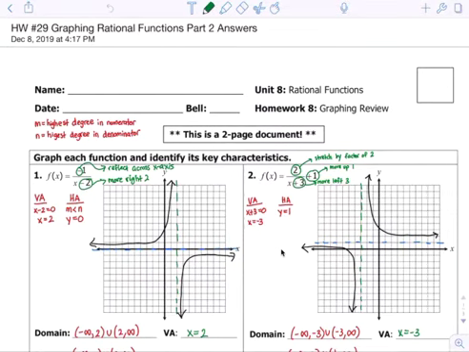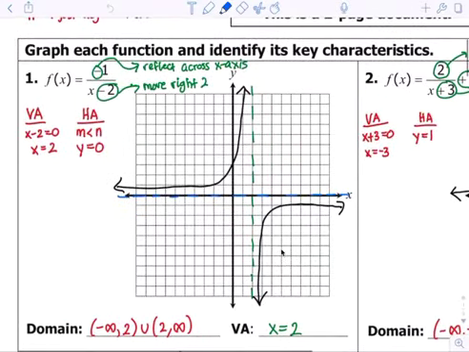Math 3, homework number 29. Alright, so here's number 1.